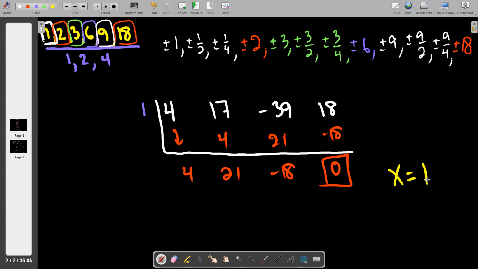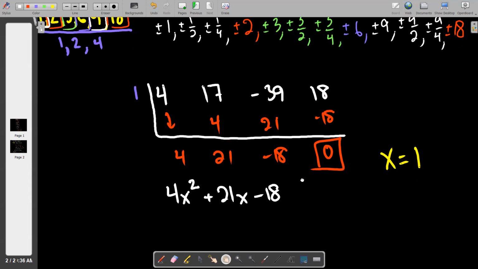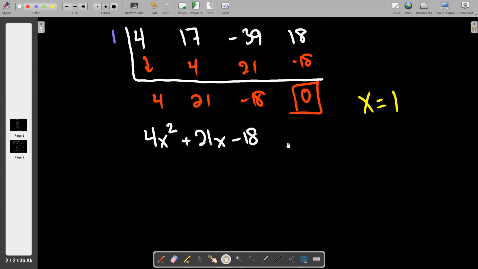How are we going to find the other ones? We're going to factor down what's left. So 4x squared plus 21x minus 18. So the purpose of this example was to show you that not all factoring at the end is going to be, you know, powder puff, rinky dink nonsense. This is a little harder.